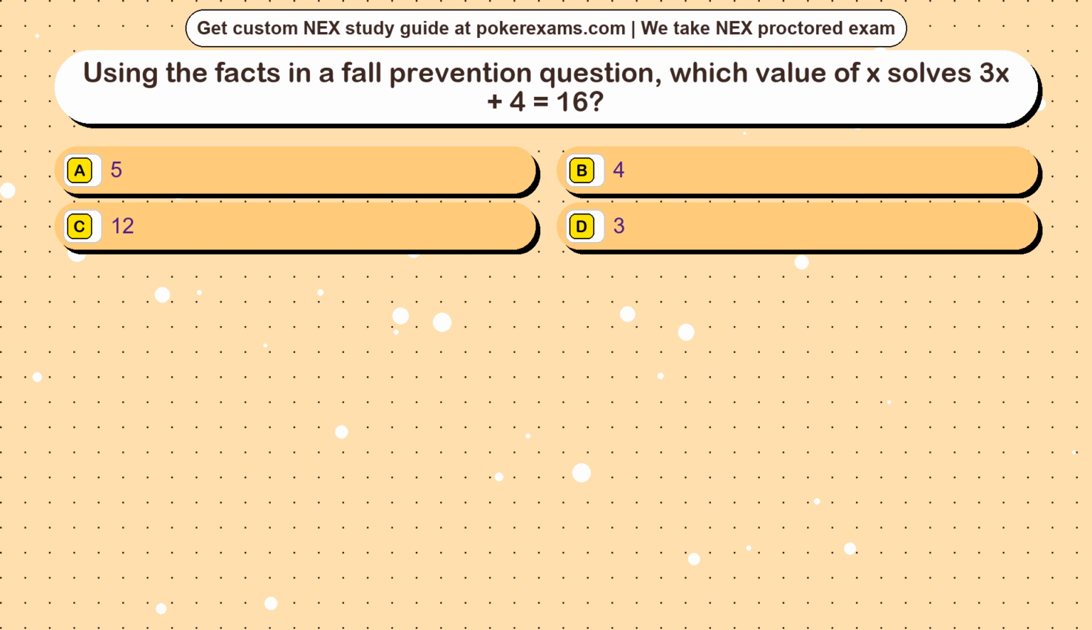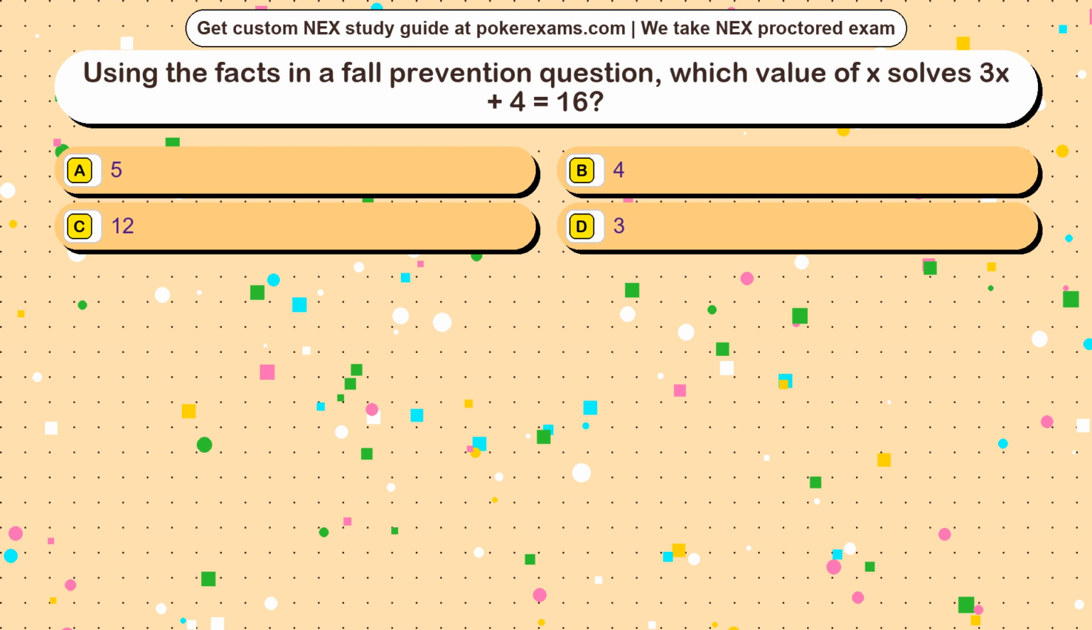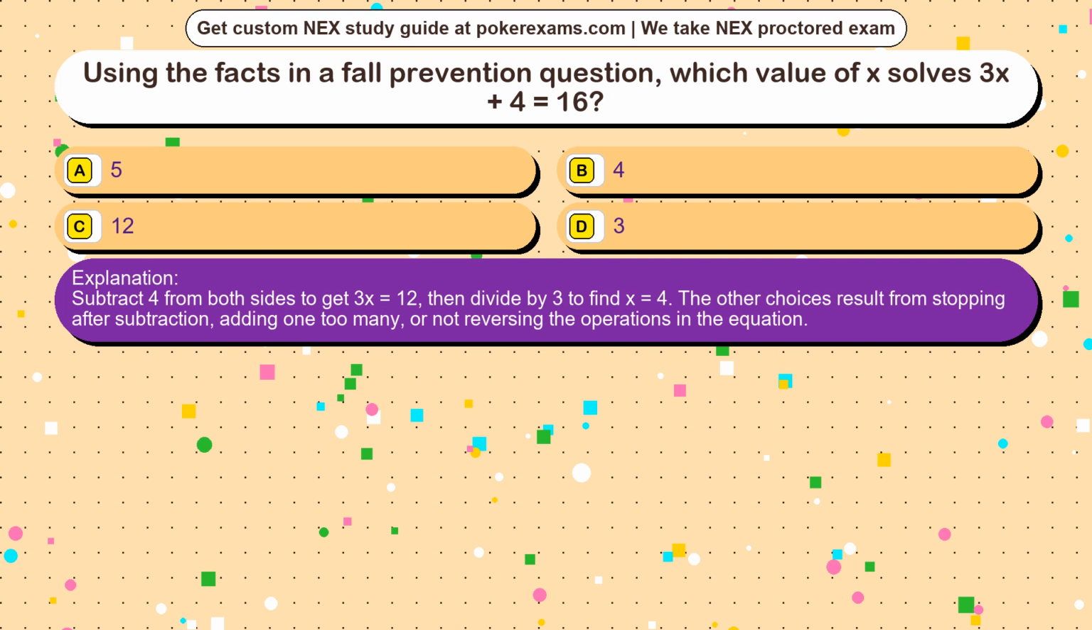Option A, 5. Option B, 4. Option C, 12. Option D, 3. The correct answer is option. Subtract 4 from both sides to get 3x equals 12, then divide by 3 to find x equals 4. The other choices result from stopping after subtraction, adding 1 too many, or not reversing the operations in the equation.